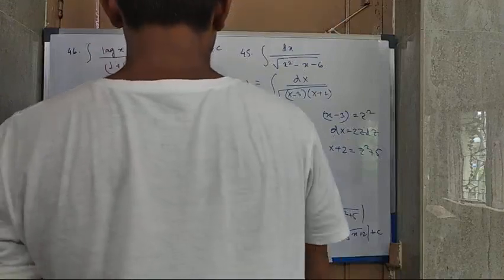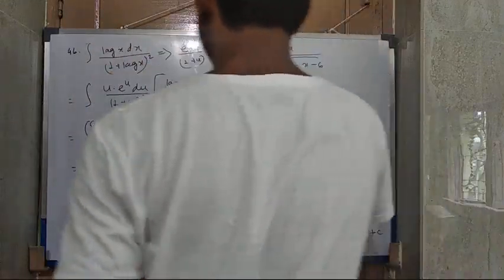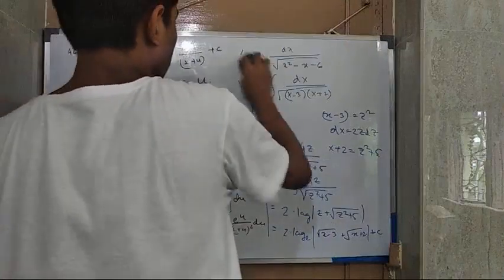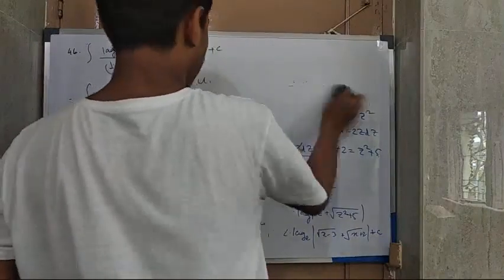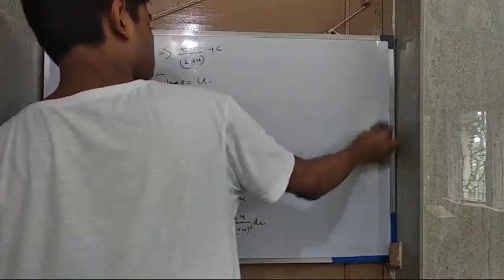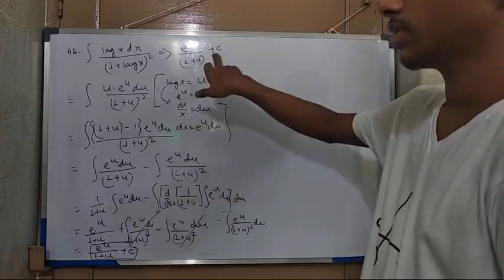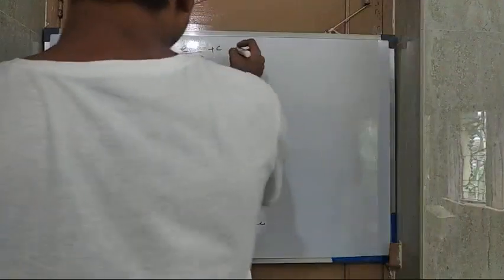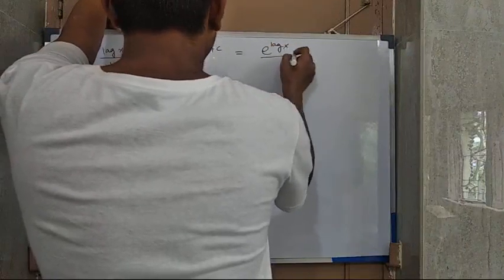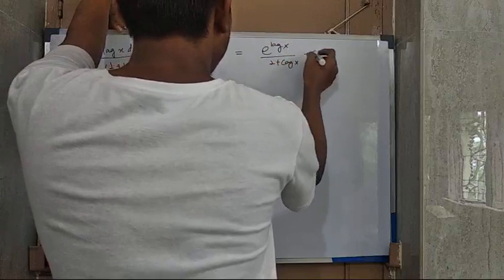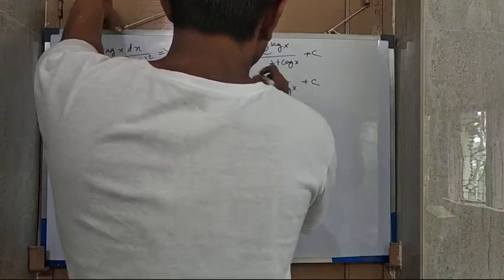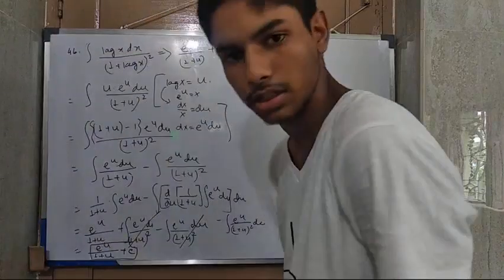And let's substitute u. After this line I have written that over here, and then I am going to substitute u as e to the power log x by 1 plus log x plus c, which is actually x by 1 plus log x plus c. So this is your final answer for the 46th question.